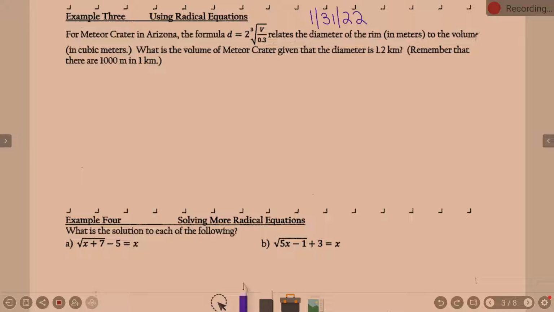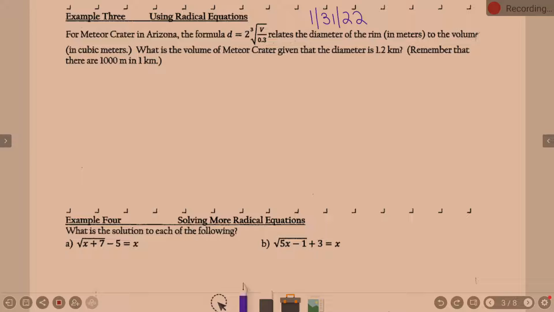For Meteor Crater in Arizona, the formula D equals 2 times the cube root of V over 0.3. Yes, it looks ugly, but here's my thought. They gave me a formula. I love when they give me a formula because then I have something to use. It relates the diameter of the rim in meters to the volume in cubic meters. What is the volume of Meteor Crater given that the diameter is 1.2 kilometers? Remember that there are 1,000 meters in 1 kilometer.